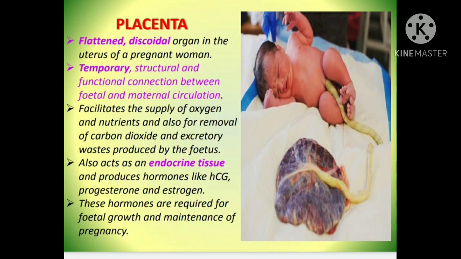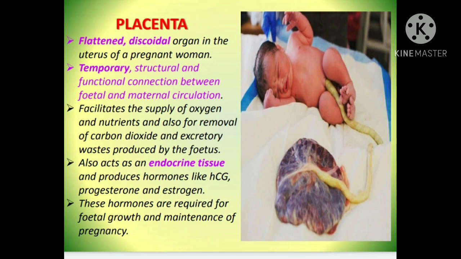The placenta facilitates the supply of oxygen and nutrients, and also the removal of carbon dioxide and excretory waste produced by the fetus. Coming to the next point, it also acts as an endocrine tissue and produces hormones like HCG. HCG means human chorionic gonadotropin. So these are the hormones produced by the placenta: HCG, progesterone, estrogen.